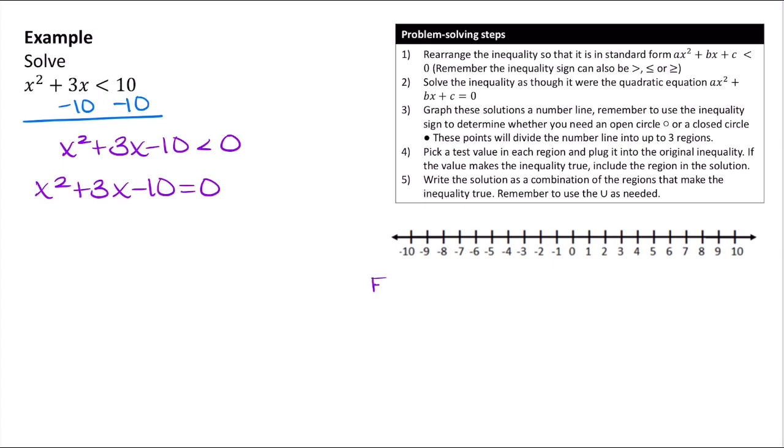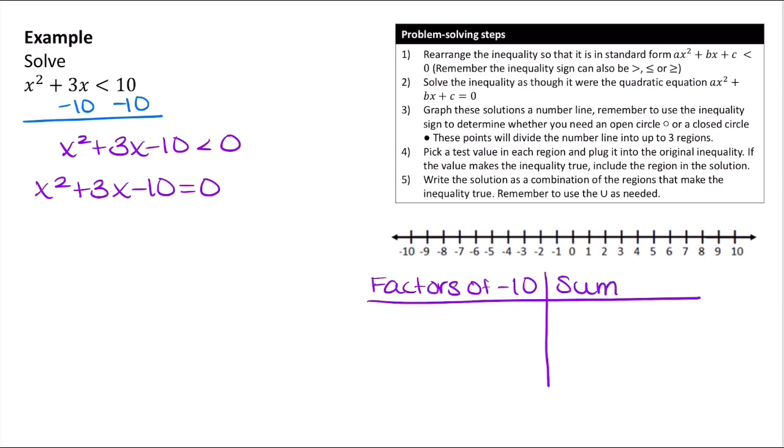So I'm going to try factoring this, but if you prefer to use the quadratic formula or anything like that, feel free to do so. So we're going to look for factors of negative 10 because here a is 1. So we're looking for factors of negative 10 that have a sum of 3, right? Because this is A, this is B, and this is C.